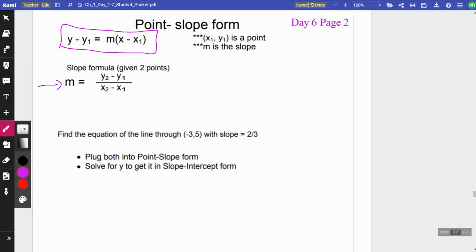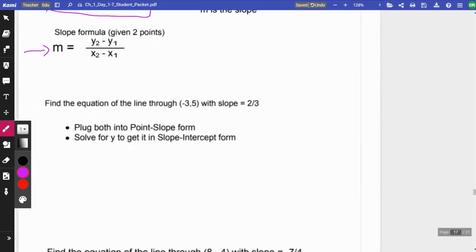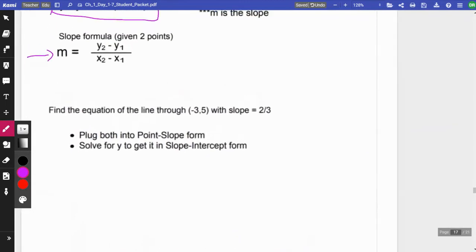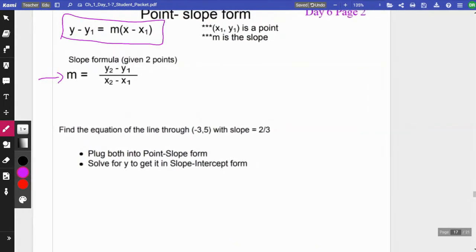That's pretty handy as well if you don't have the slope, if you have 2 points. So the first example is just saying find the equation of a line through that point, and it has that slope, 2/3. A point slope form equation is perfectly good. You can graph a line based on that, but sometimes you're asked to get it into slope intercept form, and all you'd end up doing is solving for y. So we'll do both here, and I'll start up here.